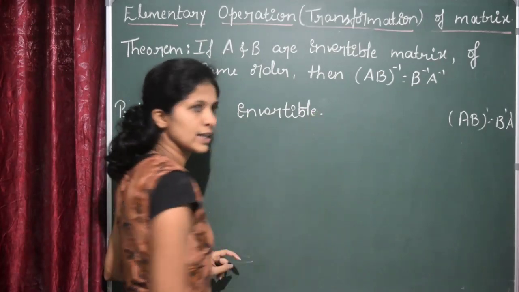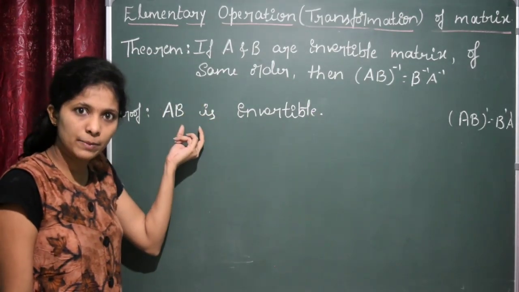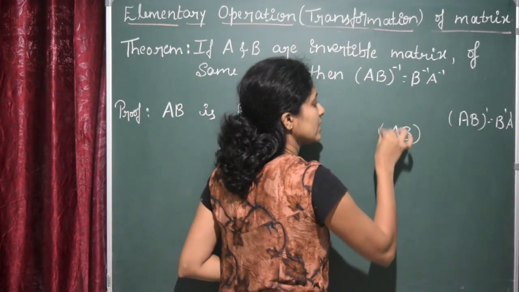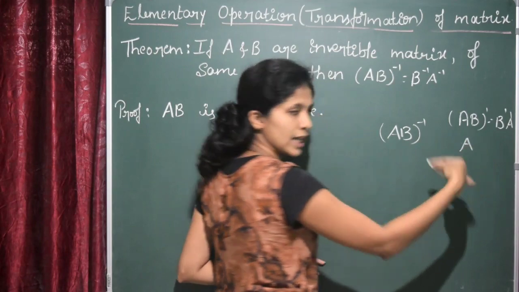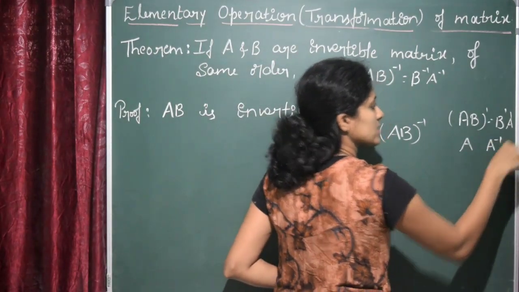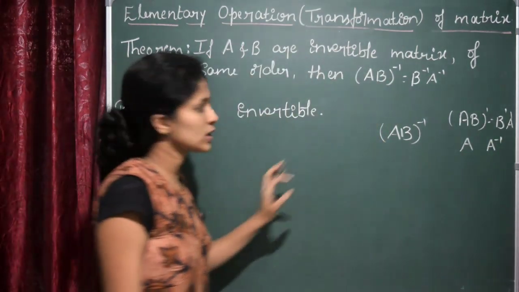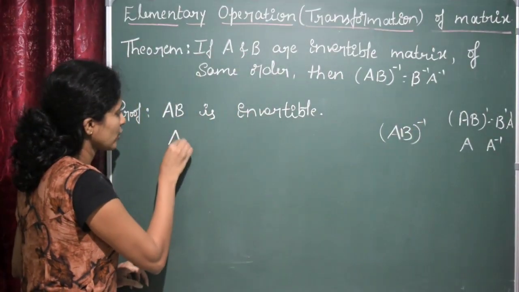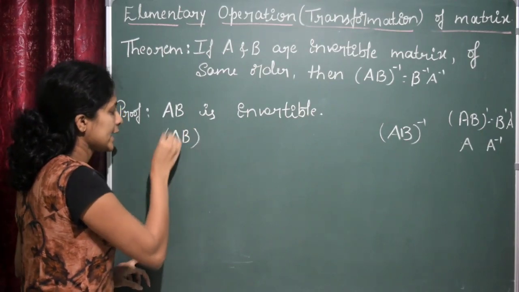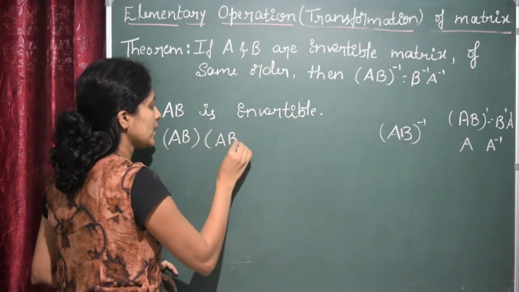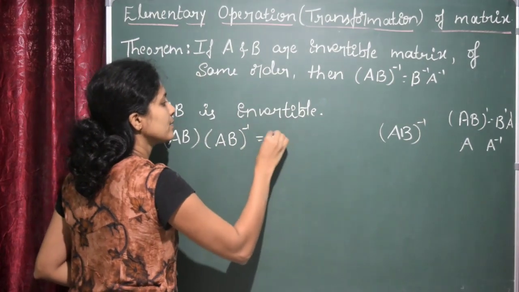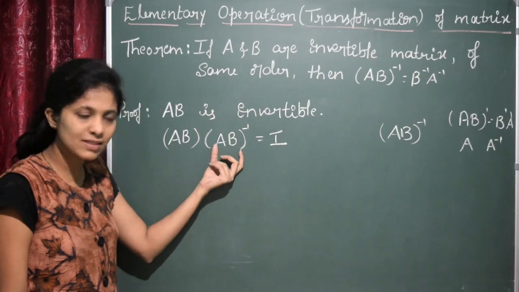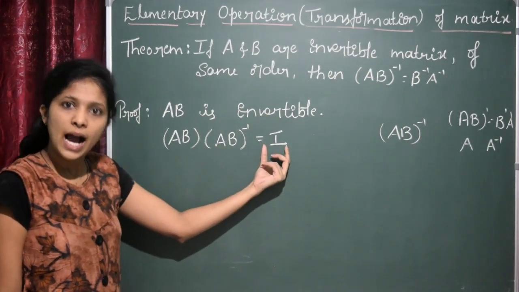Since AB is invertible, there exists an inverse of AB. Right? Inverse of AB we can represent by AB whole inverse. Is it clear? If A is invertible, the inverse of A we can represent as A inverse. Similarly here, AB is invertible, so the inverse of that can be represented by AB whole inverse. By this we can write AB into AB whole inverse. This will be equal to I. Right? Since AB is invertible, we have considered this is the inverse of that matrix. So the product of that should be equal to I.